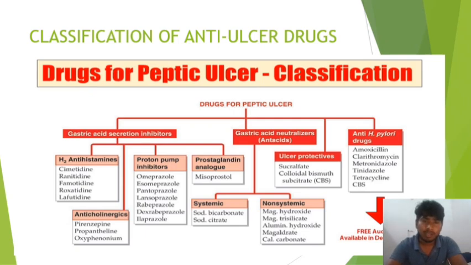Okay, so let us see H2 antihistamines. H2 is a receptor; these drugs attach to it and show their pharmacological action. These are cimetidine, ranitidine, famotidine, roxatidine, and lafutidine. Okay, proton pump inhibitors are gastric acid suppressors. Okay, so let us see omeprazole, esomeprazole, pantoprazole, lansoprazole, rabeprazole, and dexlansoprazole and levo-pantoprazole.